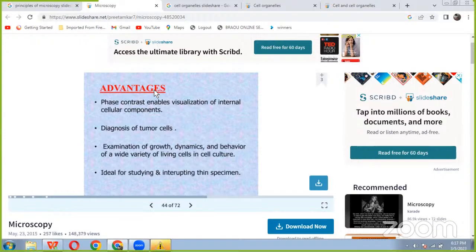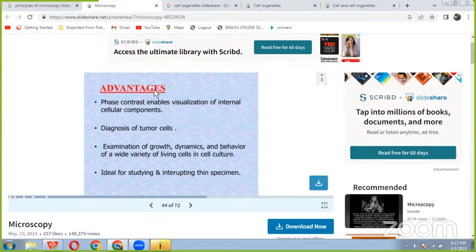Next, ribosomes. Next is the internal structure of the nucleus. Different types of structures can be observed under the phase contrast microscope. And next is the diagnosis of tumor cells also. These are some of the advantages of the phase contrast microscope.